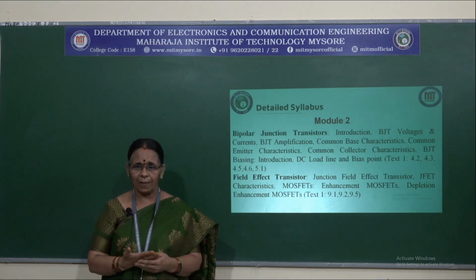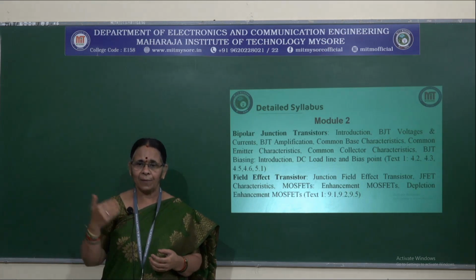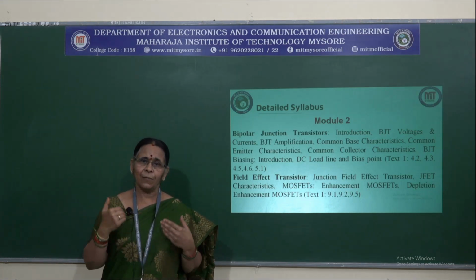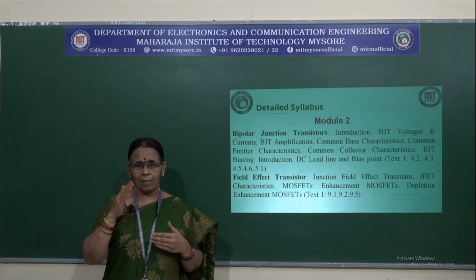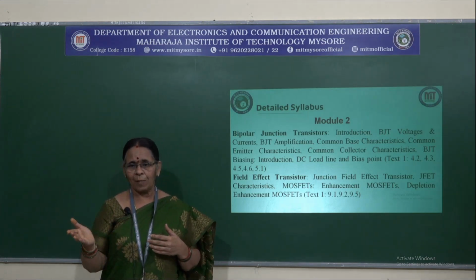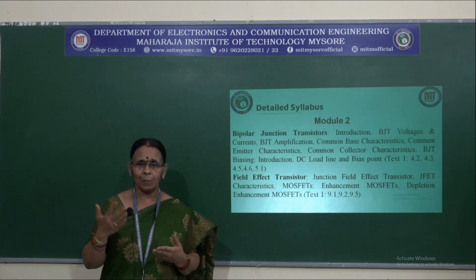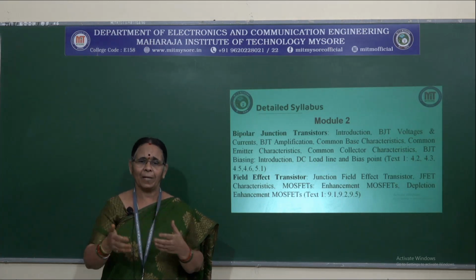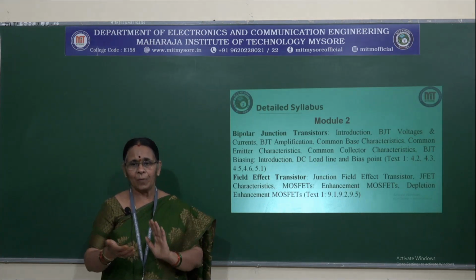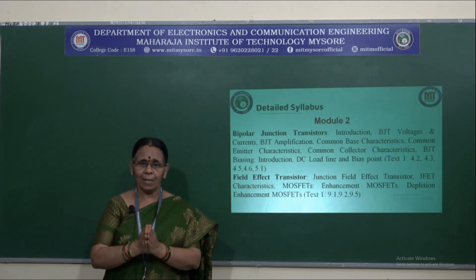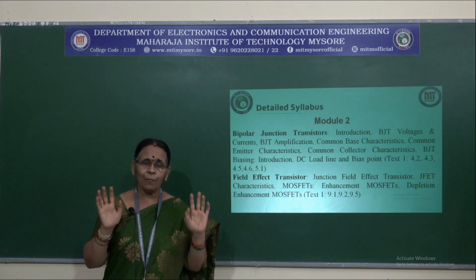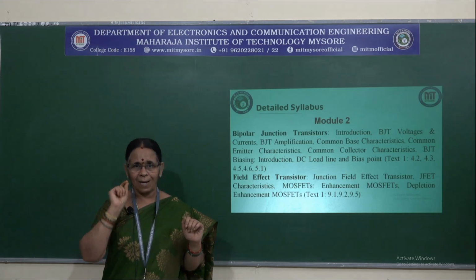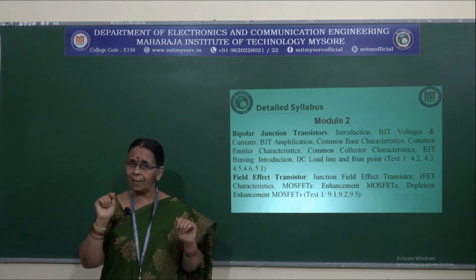Then coming to field effect transistor, junction field effect transistor. Junction field effect transistor is called JFET, and MOSFET, enhancement MOSFETs, depletion enhancement MOSFET is metal oxide semiconductor FET. So that you are going to study under field effect transistor. So module 2 mainly focuses on the transistor and field effect transistor.